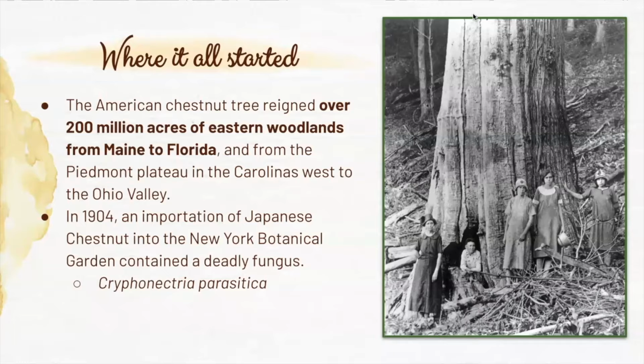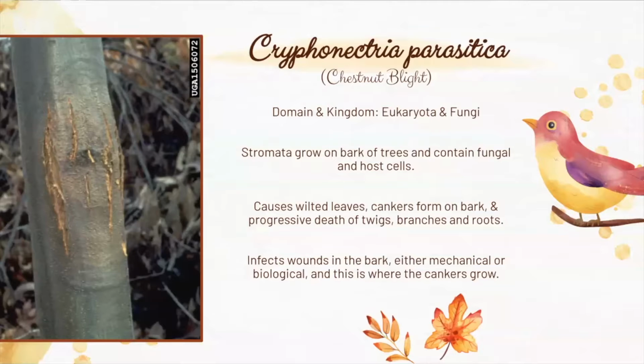Where it all started, the American chestnut tree reigned over 200 million acres of eastern woodlands from Maine to Florida and from the Piedmont Plateau in the Carolinas west to the Ohio Valley. In 1904, an importation of Japanese chestnuts into the New York Botanical Garden contained a deadly fungus.